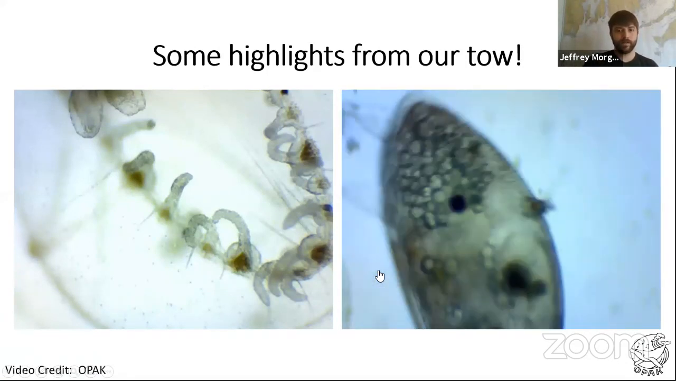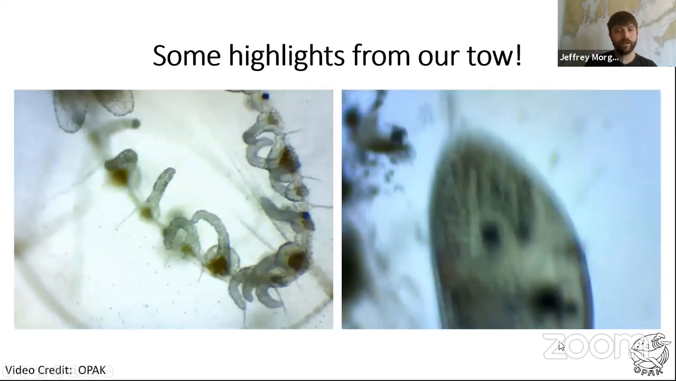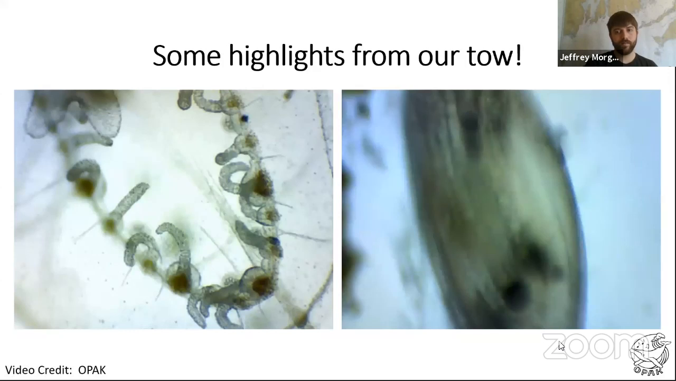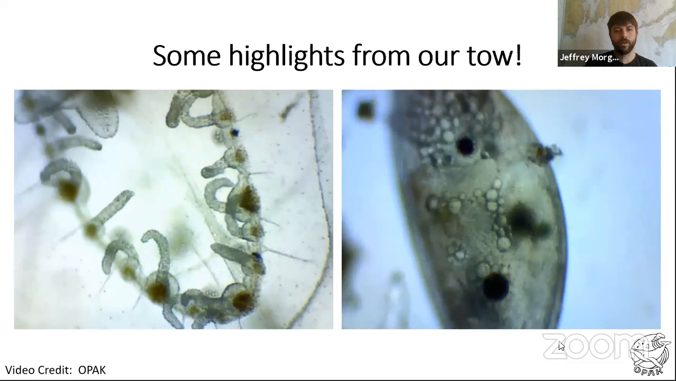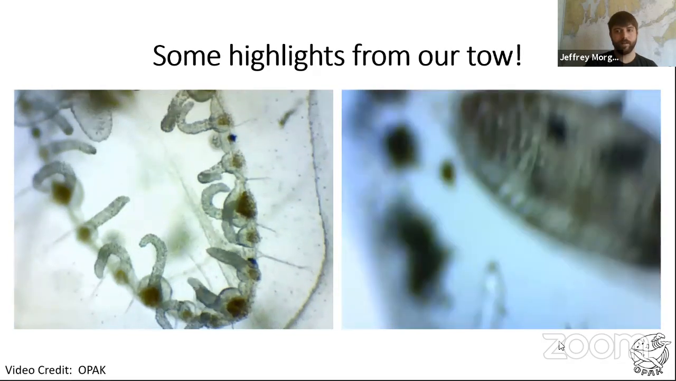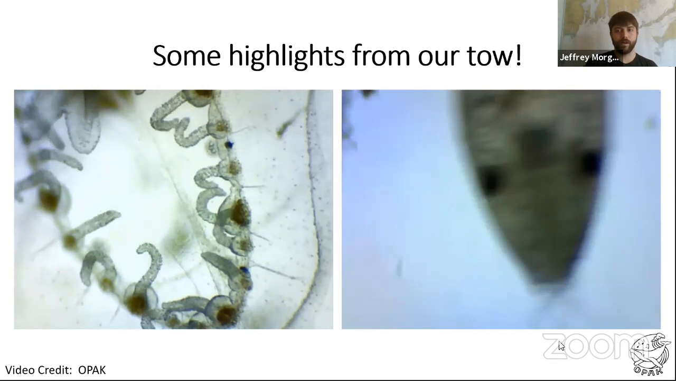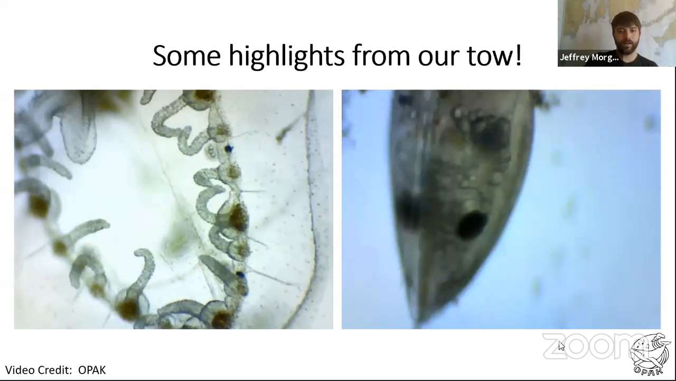So these are some highlights from our tow. On the left there, you have a jellyfish. And on the right, that's actually a barnacle larva trying to find its home. It's one of the last stages of their planktonic life before they grasp onto a hard surface. So it's pretty cool to catch that in our tow.